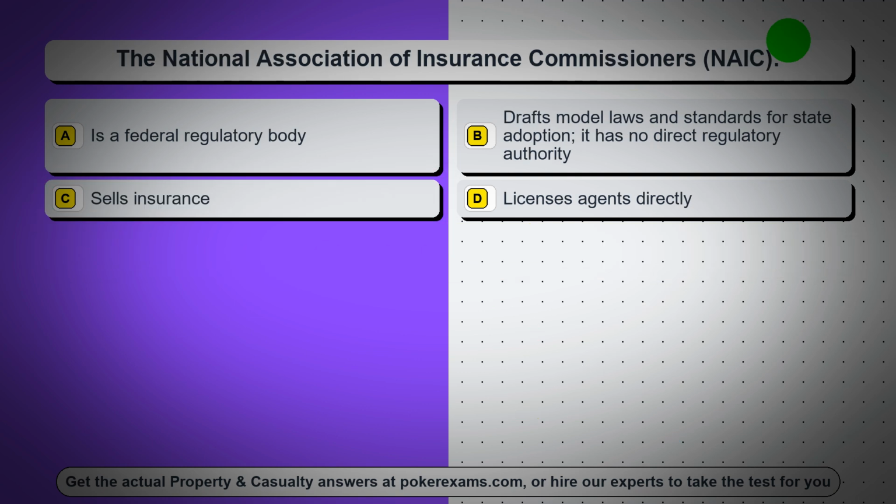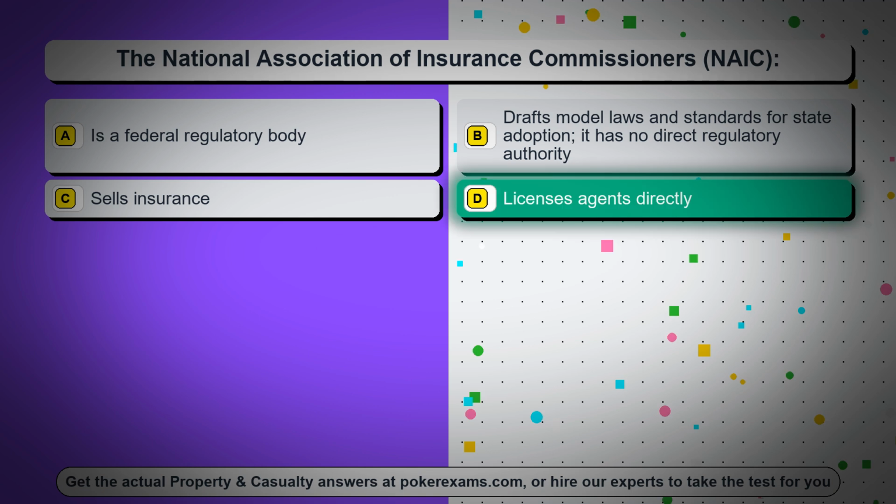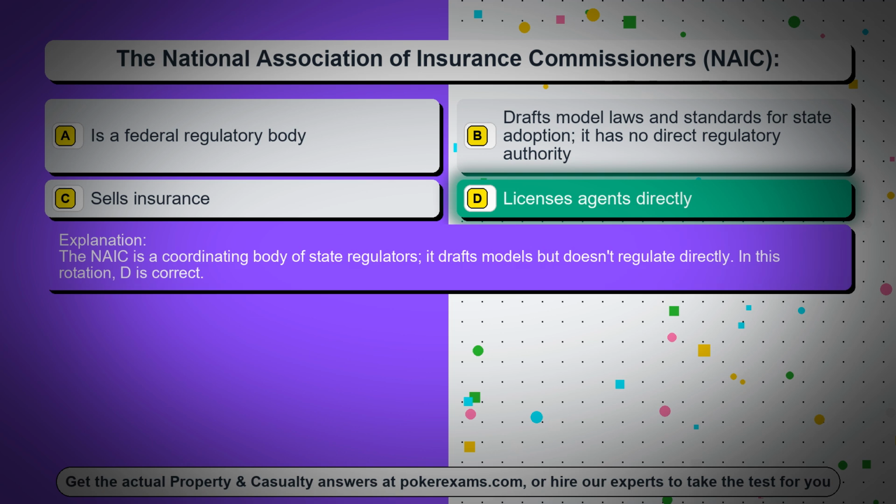Question 44. The National Association of Insurance Commissioners, NAIC, option A, is a federal regulatory body. Option B, drafts model laws and standards for state adoption; it has no direct regulatory authority. Option C, sells insurance. Option D, licenses agents directly. The correct answer is option D, licenses agents directly. The NAIC is a coordinating body of state regulators; it drafts models but doesn't regulate directly. In this rotation, D is correct.